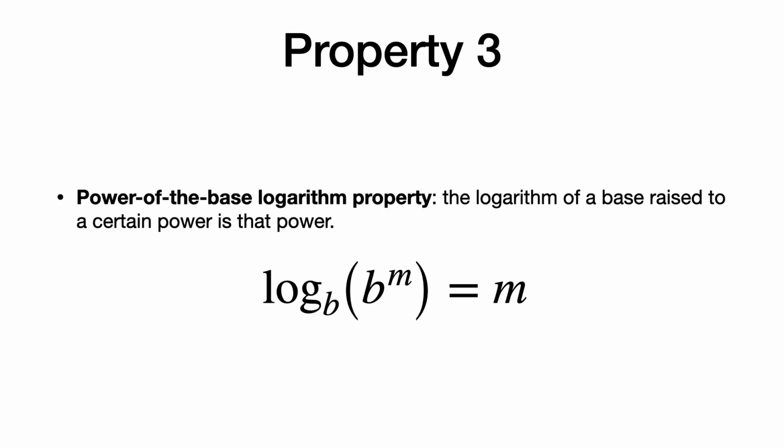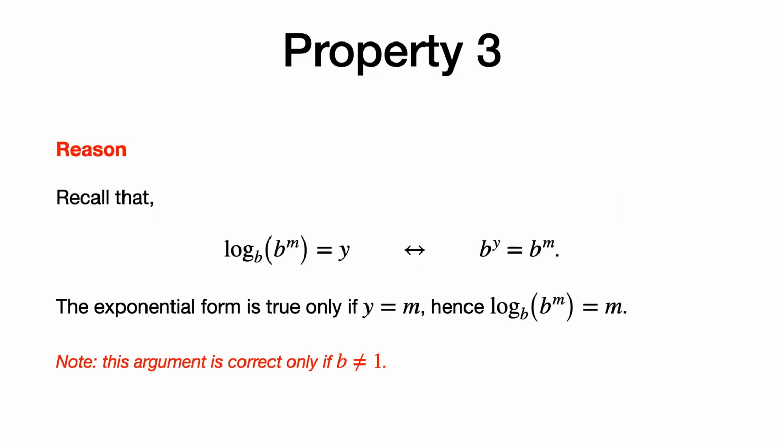The third property is called the power of the base logarithm property. And it says that the logarithm of a base raised to a certain power is that power. The reasoning behind this property is very much parallel to the previous two properties, and therefore I'm going to leave this for the practice of the viewer.